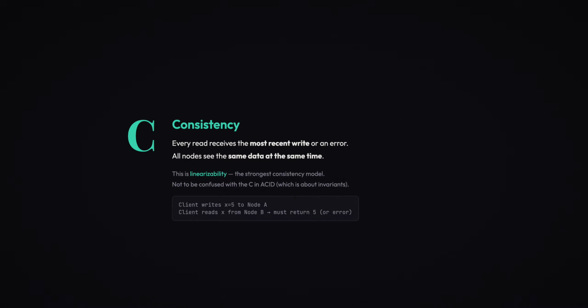All nodes see the same data at the same time. If you write x equals 5 to node A, then immediately read x from node B, you must get 5, not some stale value, not "it'll get there eventually." 5 or an error. This is a very strong guarantee.